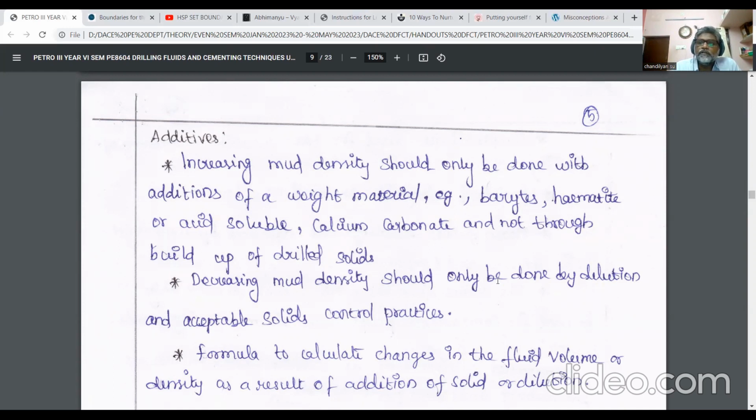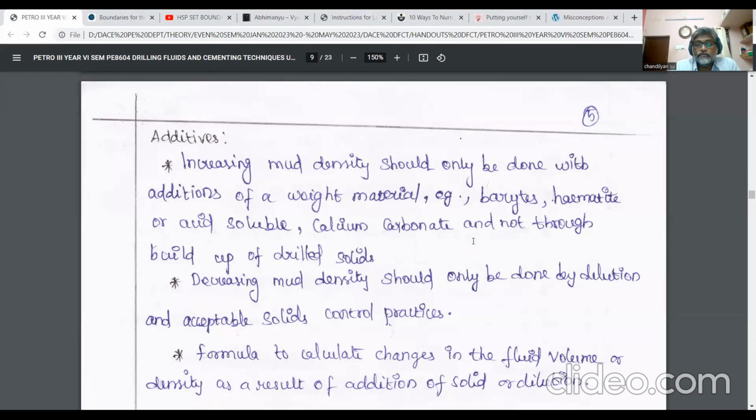It's by dilution. So let's make coffee. If you want it thicker, add milk solids, weight adders. Or if you want it thin, pour more water. That's called dilution. What is the first point? The first point is adding an additive, a weighting material: barite, hematite, and calcium carbonate. That is milk solids added to make a very thick coffee.